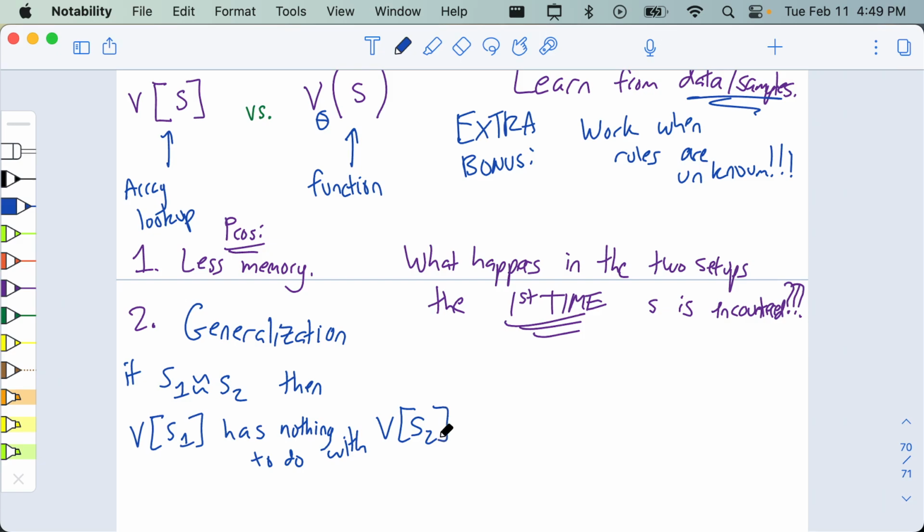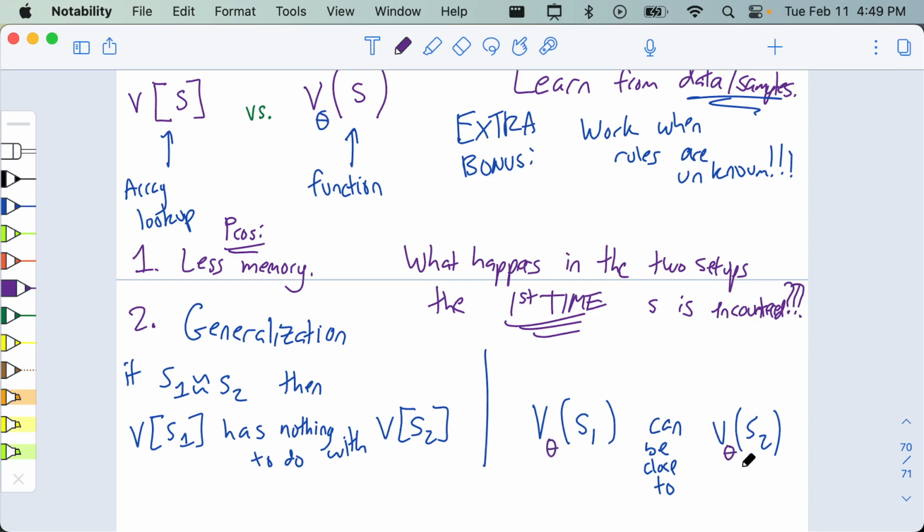Right? If you're looking up an array and you have two states, no matter how close they are together, if they're different states, then they're just different array lookups. You get different numbers. On the other hand, V of S1 can be close to V of S2. And in particular, when things depend on parameters, the parameters are going to tell you which parts of the state matter, which parts don't matter. How do the parts of the state combine to give a final answer?